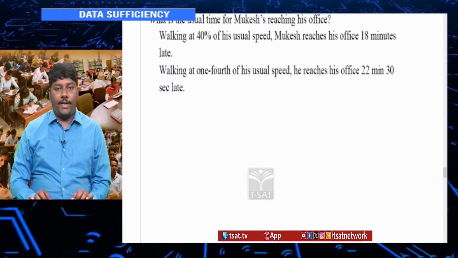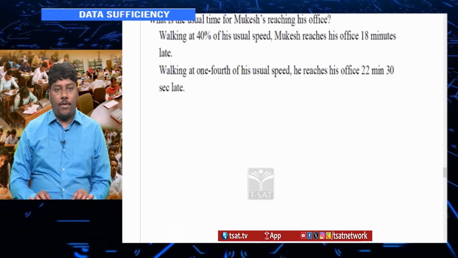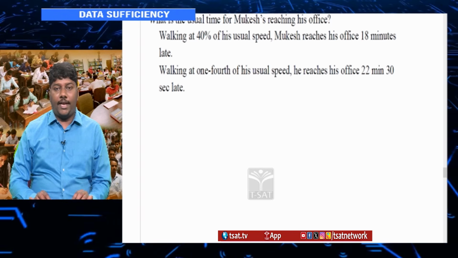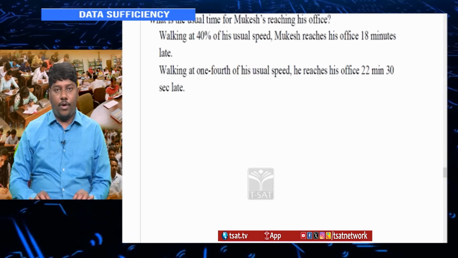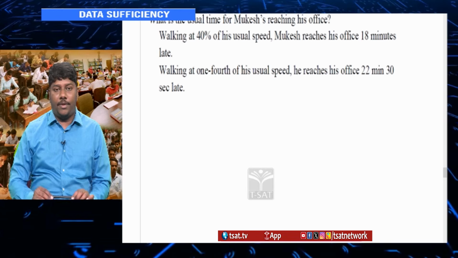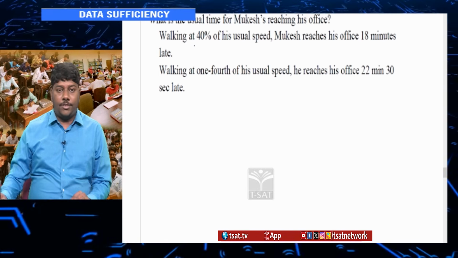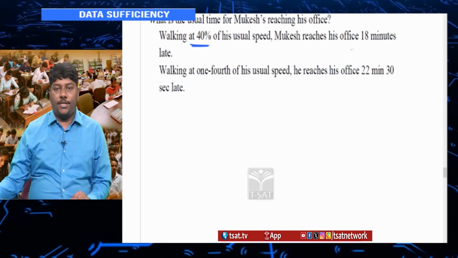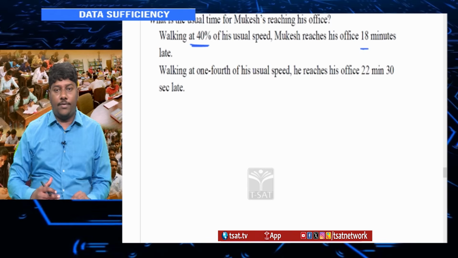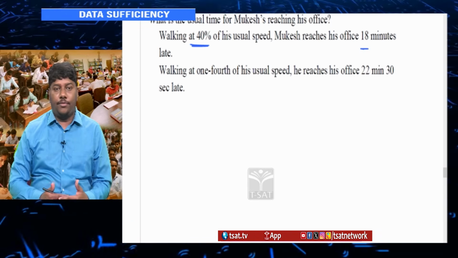What is usual time for Mukesh reaching his office? What is the usual time? Walking at 40% of usual speed, Mukesh reaches his office 18 minutes late. So if he walks with 40% of his usual speed, he takes 18 minutes late, means you can actually find out in terms of percentage. If it is 40%, he reaches 18 minutes late. If he walks with 100%, how many minutes earlier? Okay, how much is the actual time, you can find out, because the difference of time you know.